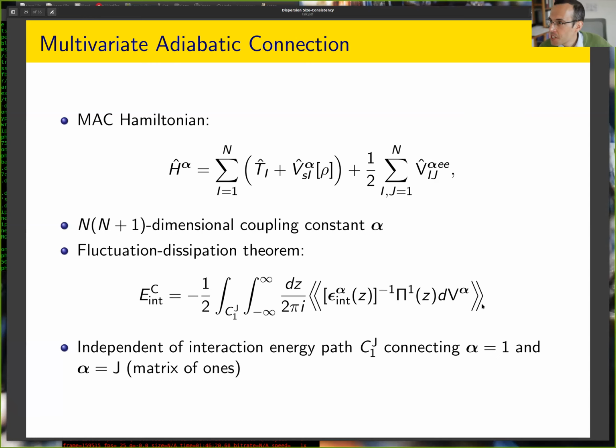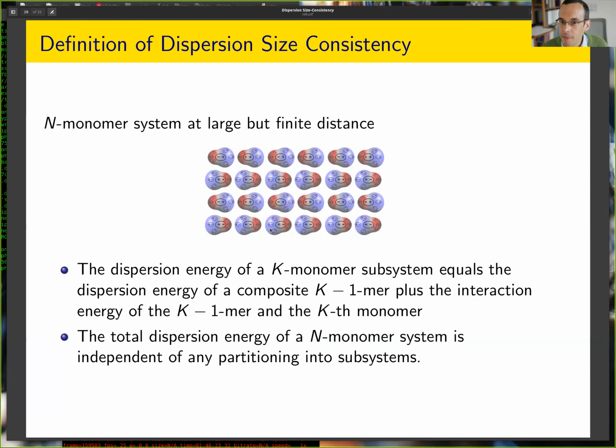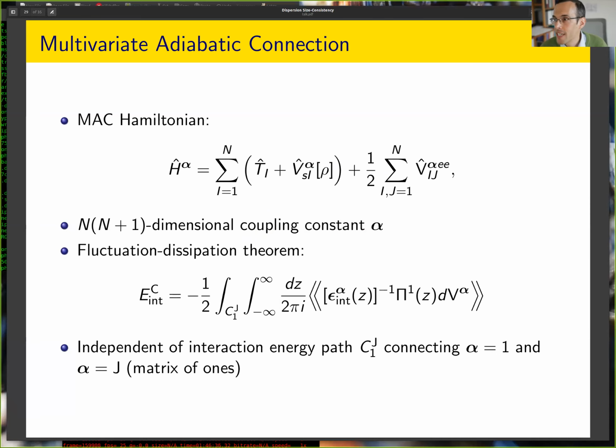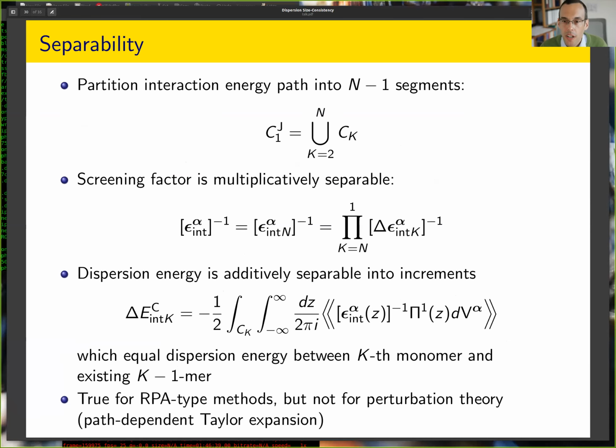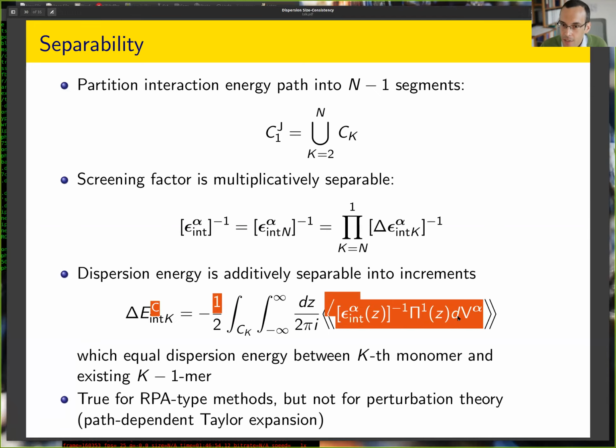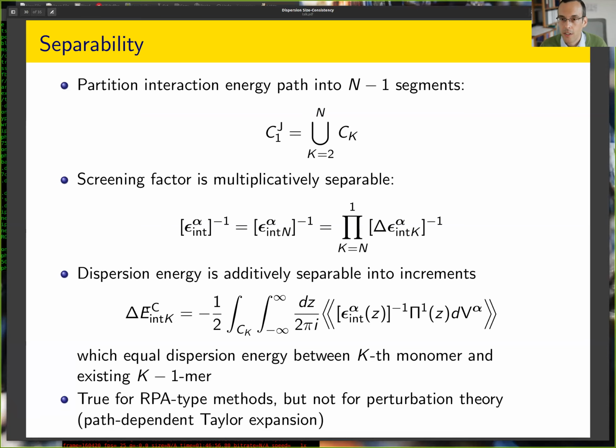And so what this corresponds to is what I just showed you here. It doesn't matter how you partition it and which interactions you first switch on, and which you switch on second, and so on. It doesn't matter. You always get the same result because it's path independent. And so this means that you get multiplicative separability of your screening factors, which is not satisfied in perturbation theory, but it is satisfied in RPA. And you get an additive separability in the correlation energy.